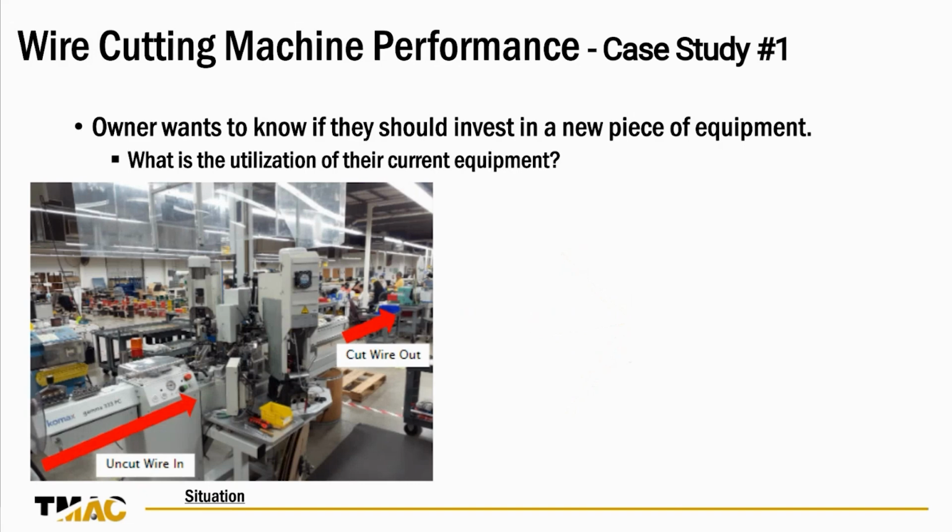Basically, there's a wire cutting machine where uncut wire enters from the left, goes through the wire machine that cuts it to some certain length, and can do a post-processing operation on the end of it to remove the insulator from the conductor, and the cut wire comes out the right side. And the question that the owner had was, should they invest in a new piece of equipment? Well, the real question, we thought, was what is the utilization of this current piece of equipment?